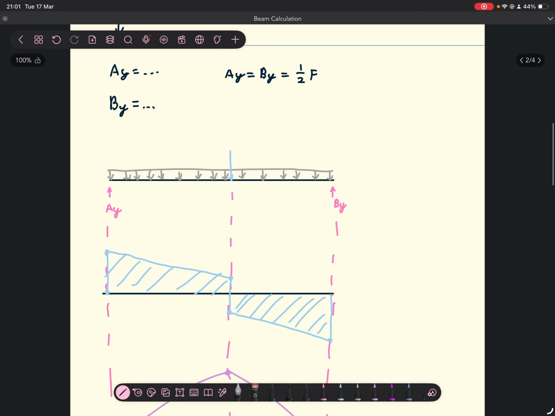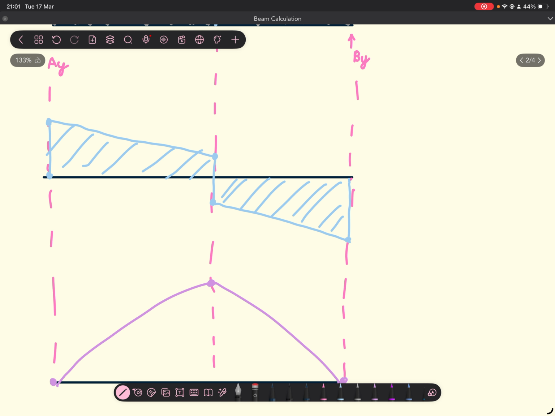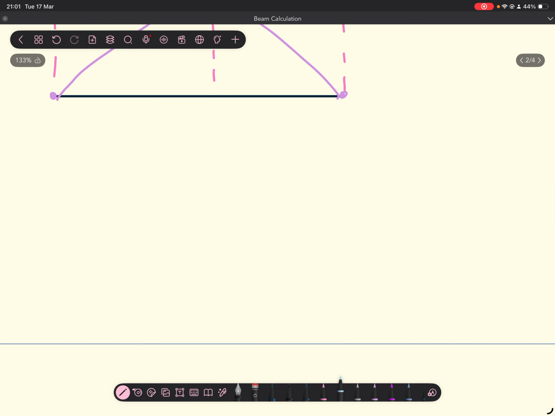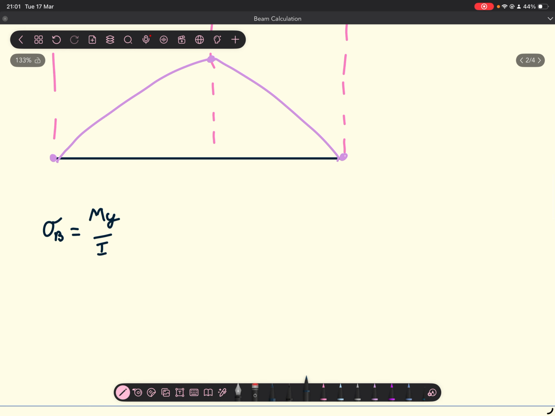Okay, so from that, hopefully you can calculate the maximum bending moment, which is just going to be the area of the shape here. And then your maximum shear stress is this value here, which is just going to be AY. Okay, then we need to calculate the maximum bending stress, which is going to be MY over I.